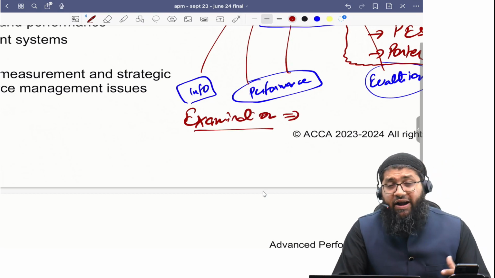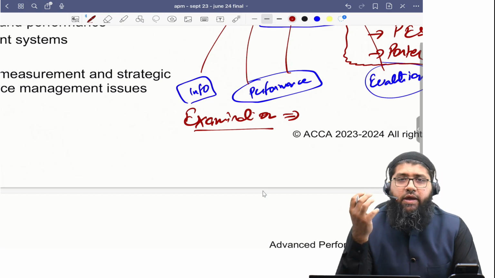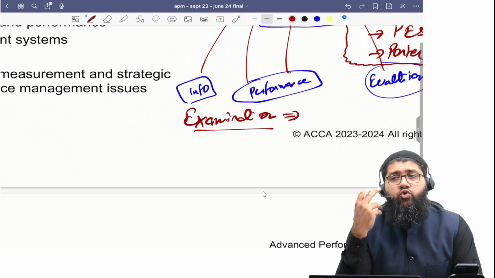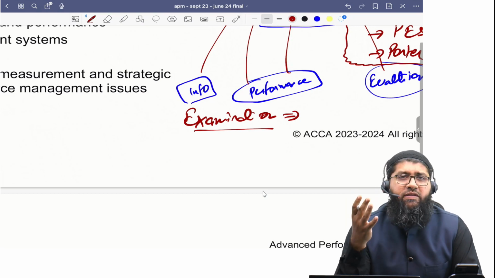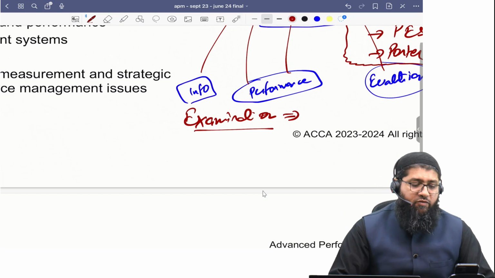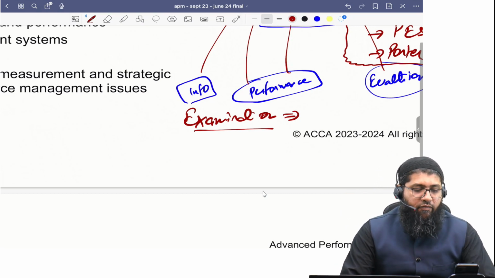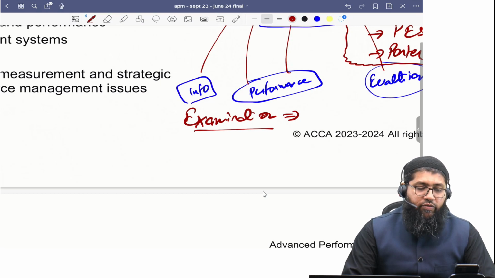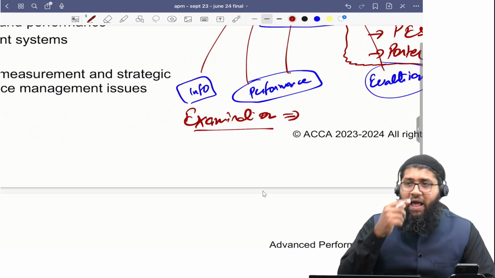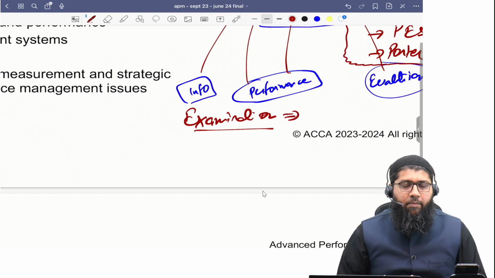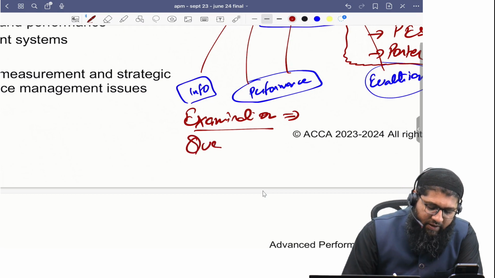It's a strategic level paper. It's a paper that requires a strategic focus. It requires you to be very focused on what the board would be thinking, what the chief executive officer would be thinking, what the management consultants would be thinking. It requires you to think at that specific level in any organization. So if you plan to be good at the APM, the most important thing for the APM is question practice.